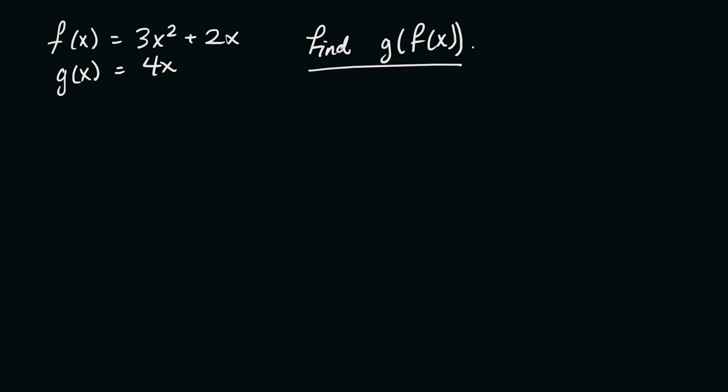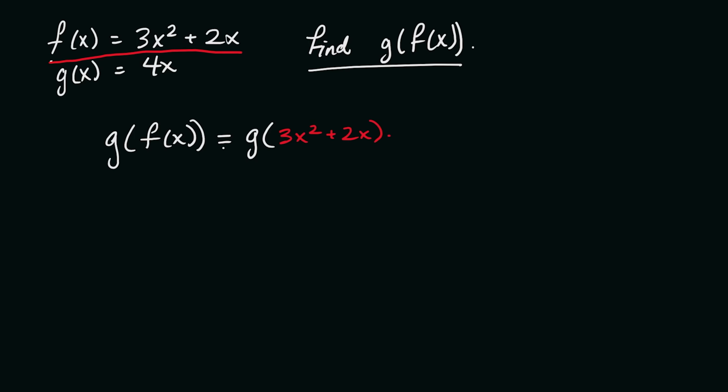So now let's try to solve this. Since it's asking for g of f of x, let's just replace f of x by its original value. I'm gonna highlight this in red. Since we know that f of x is equal to 3x squared plus 2x, we can just plug it in. So this is gonna be equal to g of 3x squared plus 2x.